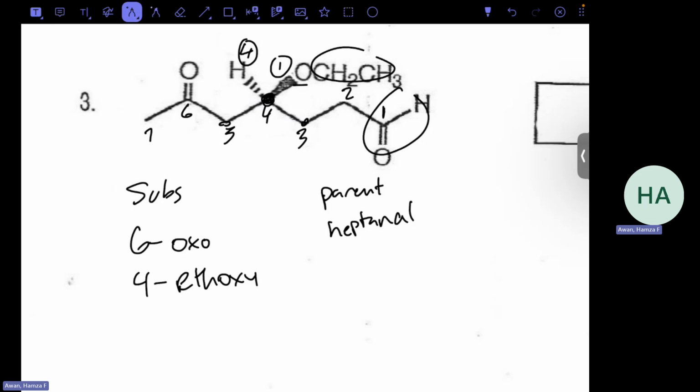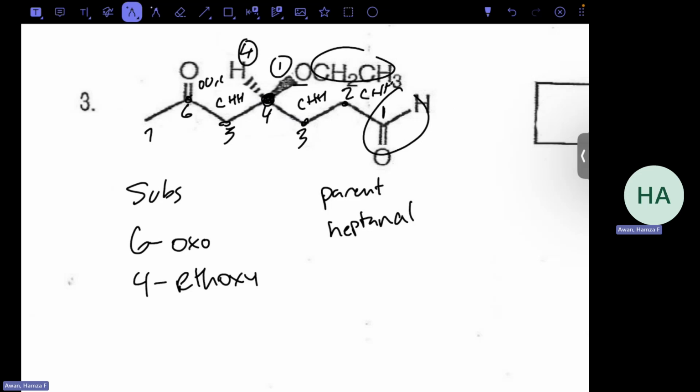So between carbon 5 and carbon 3, carbon 5 has 1 carbon attachment and 2 hydrogen attachments. And then carbon 3 has the same thing. So we'll go to the next carbon. So carbons 2 and carbon 6. Carbon 6 has 2 oxygen attachments and 1 carbon attachment. And then carbon 2 has 1 carbon and 2 hydrogens.